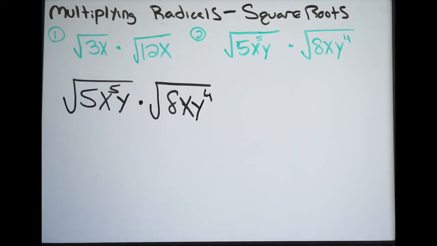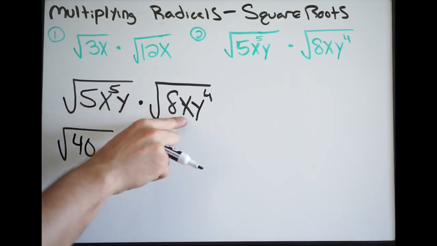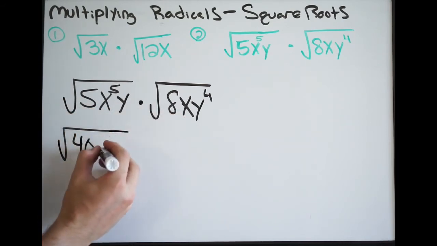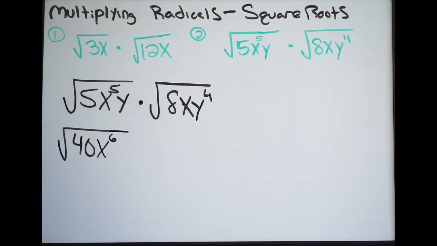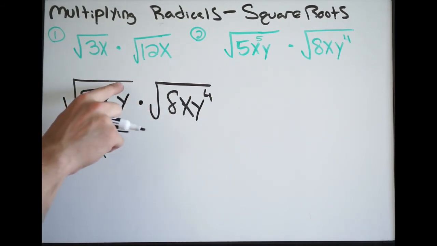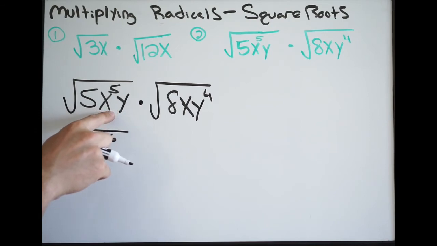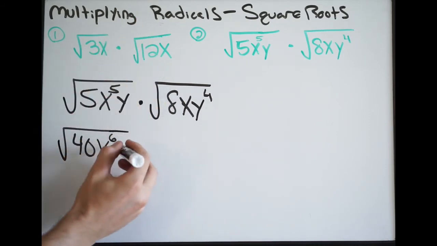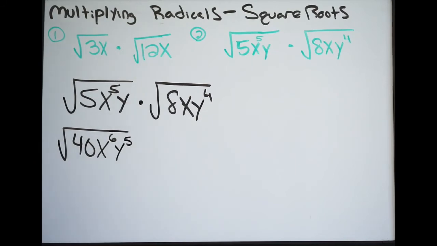So let's just work on the coefficients first. 5 times 8, that is 40, right? And then we get x to the 5th times x. Well, that's going to give me x to the 6th. Remember, if you have the same base and you're multiplying, you just add the exponents. So 5 plus 1, because there's really an exponent of 1 there, we get 6. And then working on y, we get y times y to the 4th, which is going to be y to the 5th. So we can actually simplify this down.